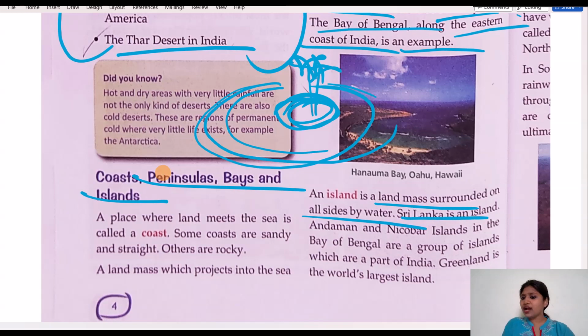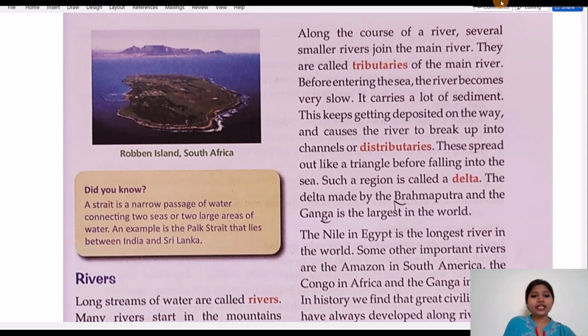Example, Sri Lanka. Sri Lanka is a very good example of an island. Okay, here you can see Robben Island in South Africa. Okay, so we should finish fast.